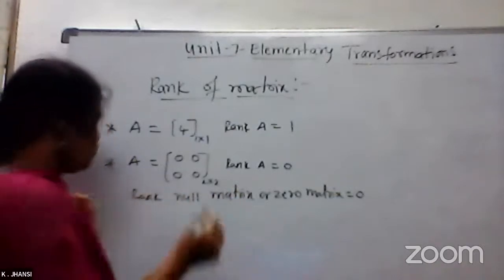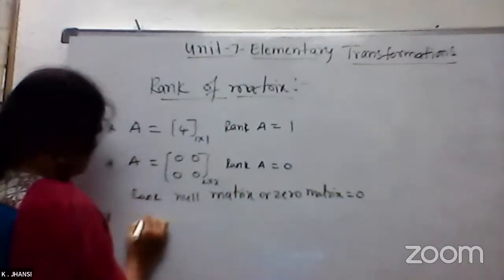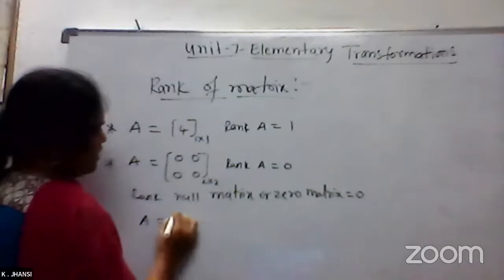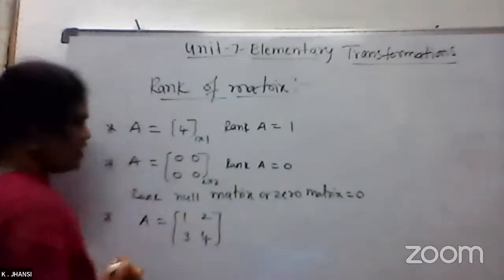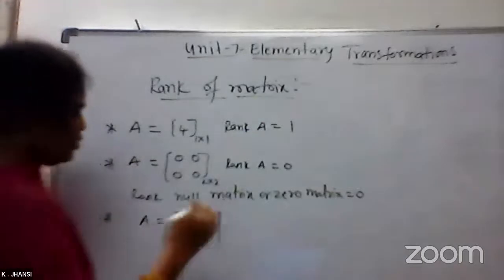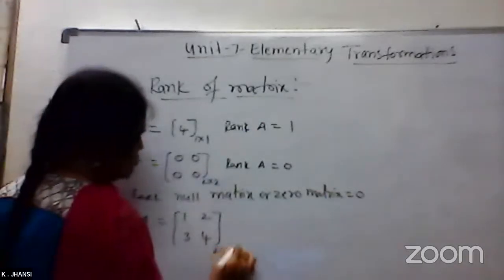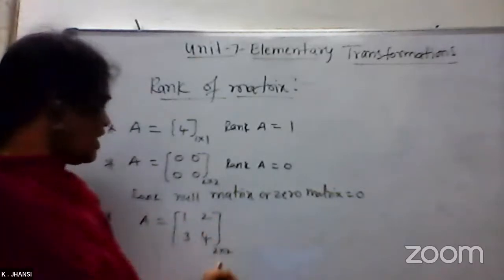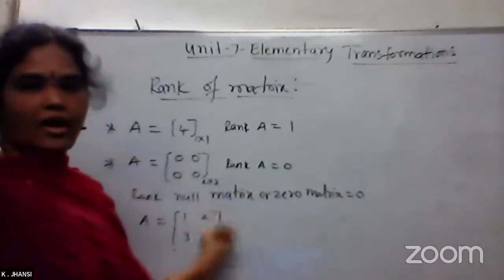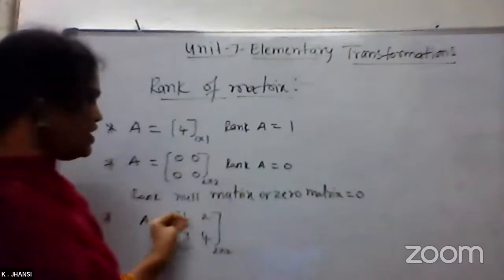If you have a 2 by 2 matrix also, say 1, 2, 3, 4, and you are asked to find the rank of this 2 by 2 matrix, there are different conditions. Directly we can't tell that the rank of this matrix is 2.